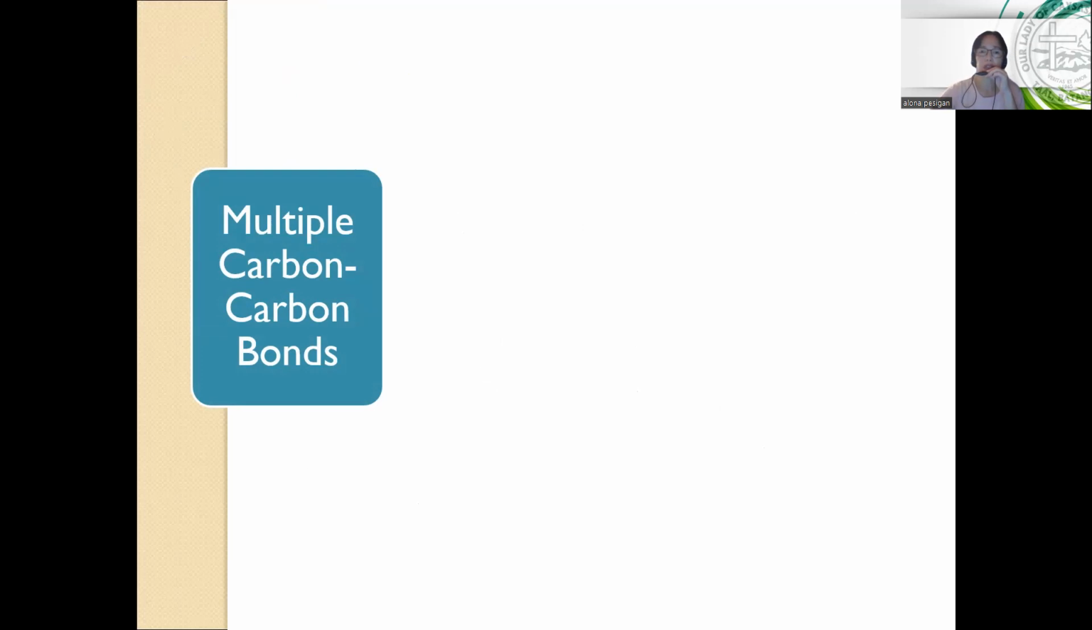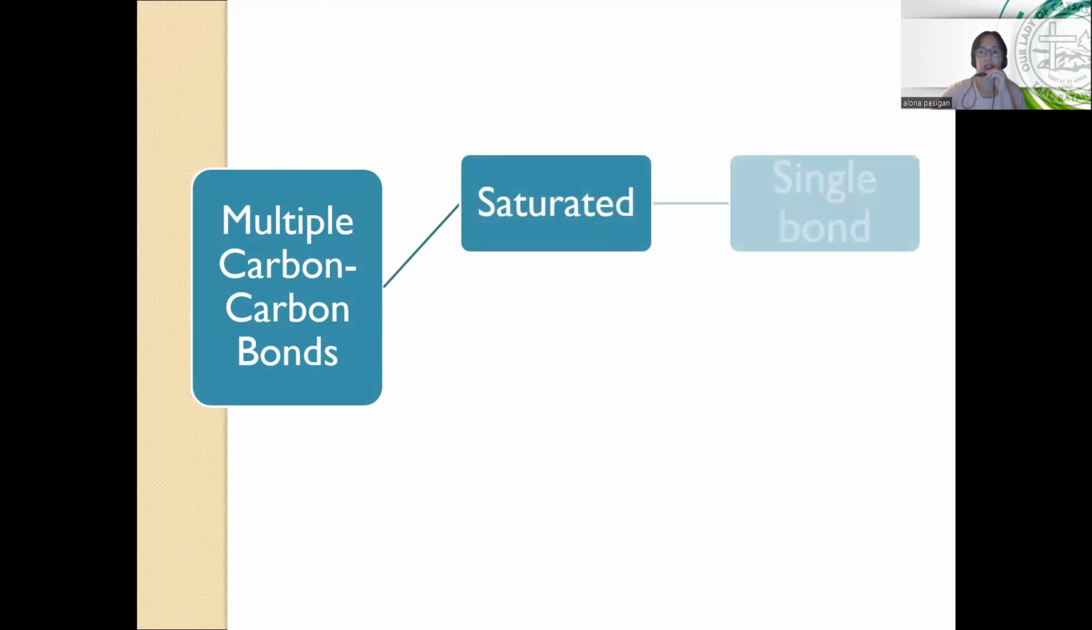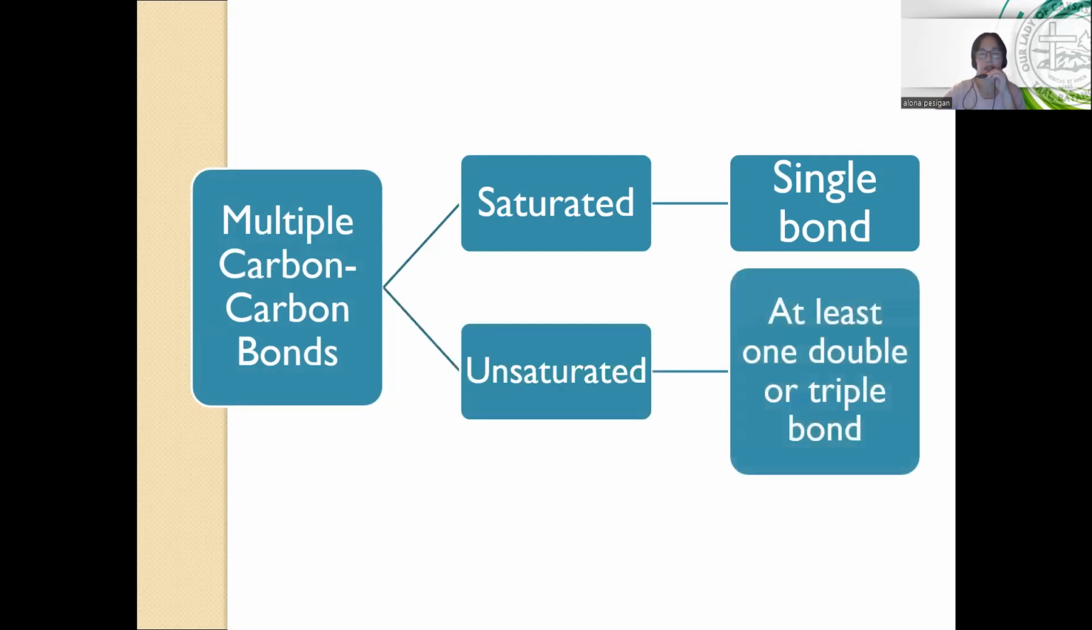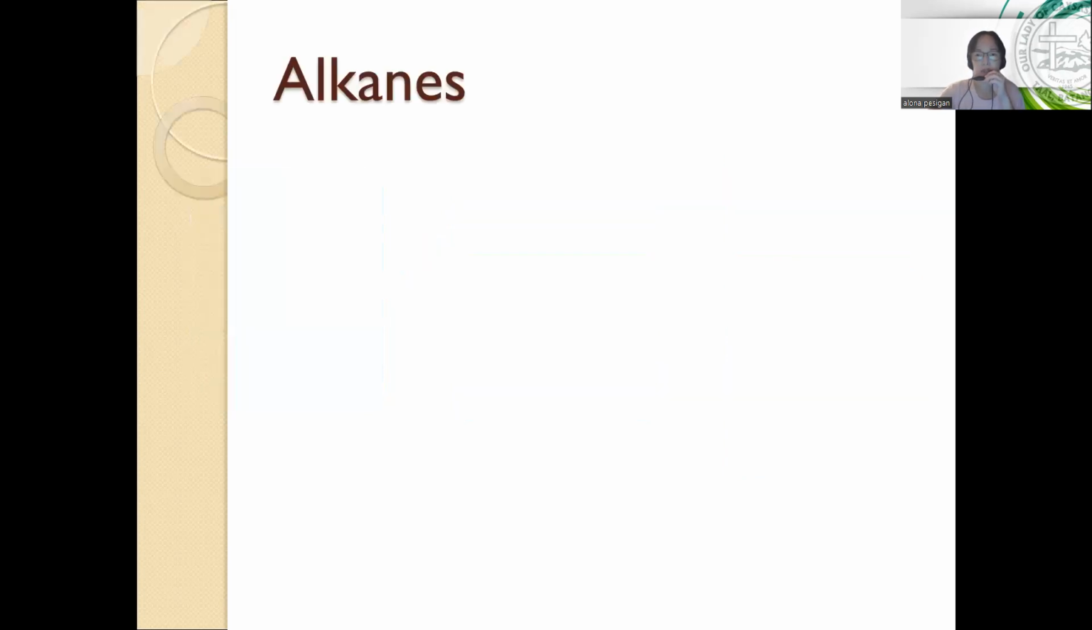So for carbon-carbon bonds, we have saturated. Here, we'll see only single bonds in their structural formula. For unsaturated, it's double and triple bonds. So take note, in covalent bonding, we talk about single bond, double bond, and triple bond. Single bond is for saturated, and unsaturated is double and triple bond. Okay, so for saturated, we have alkanes.